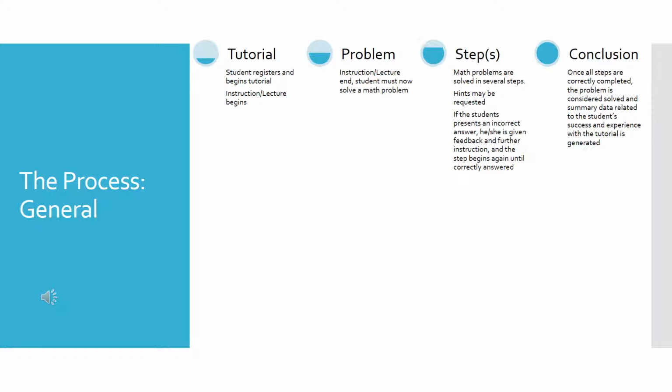Generally, the tutorial process is pretty straightforward. The student first registers on a website with an account in order to be able to access the tutorials. Once they've registered, they choose a tutorial or a tutorial subject, geometry, algebra, trigonometry, for example. And once they've selected a tutorial and a subject, they are presented with a set of lectures and instructional slides to read in order to learn about that subject. Once the instruction and the lecture period is over, the student is then presented with a math problem. The unique challenge is that the math problem is actually presented as a set of steps.